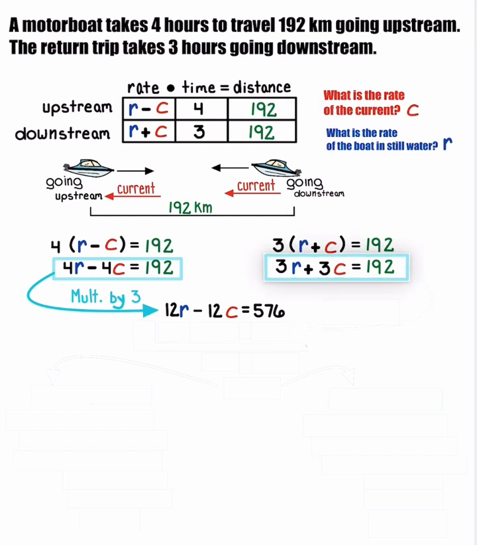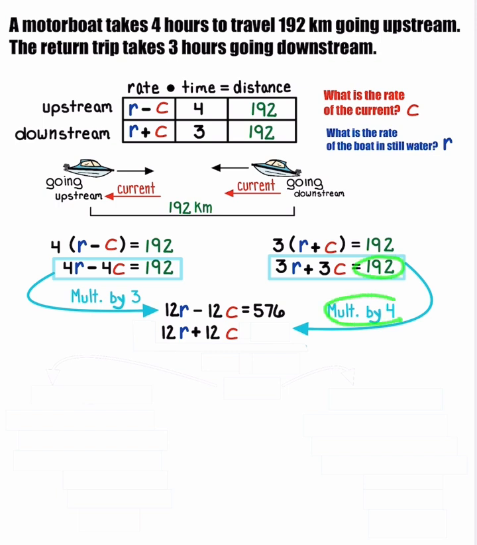Moving on to the second equation, let's turn that 3C into a positive 12C by multiplying both sides of the equal sign by 4. 3R multiplied by 4 is 12R. 3C multiplied by 4 is 12C. And 192 multiplied by 4 is 768.